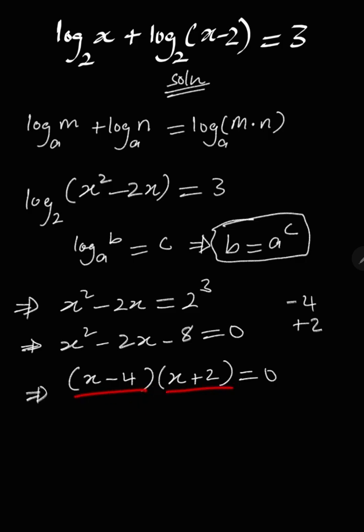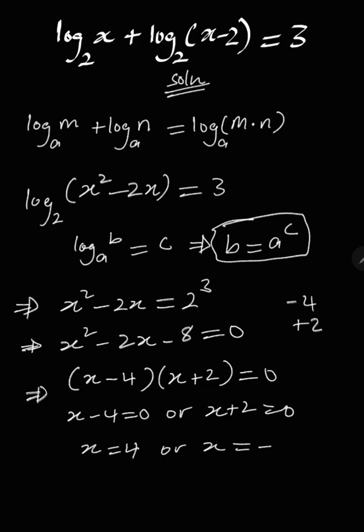So if the product of this and this is equal to 0, then either this expression here or this one is equal to 0. So we say x minus 4 is equal to 0, or x plus 2 is equal to 0. Then x is either equal to 4 or x is equal to negative 2.